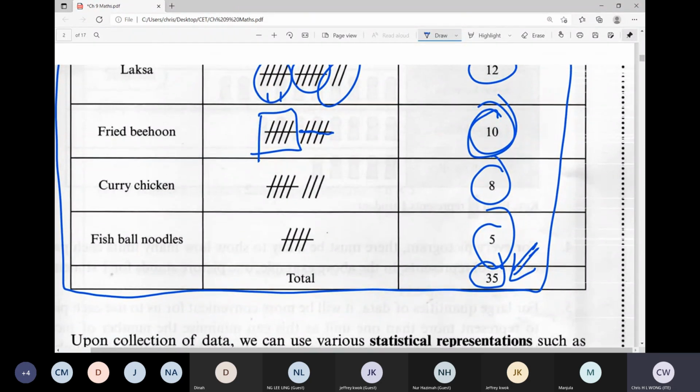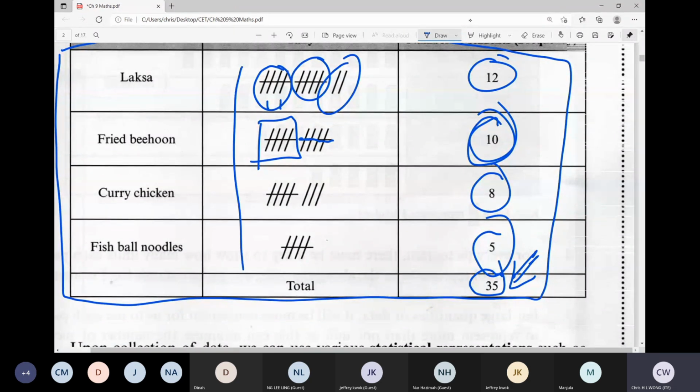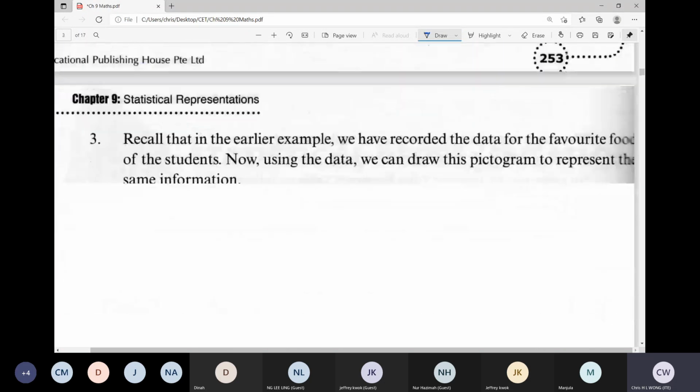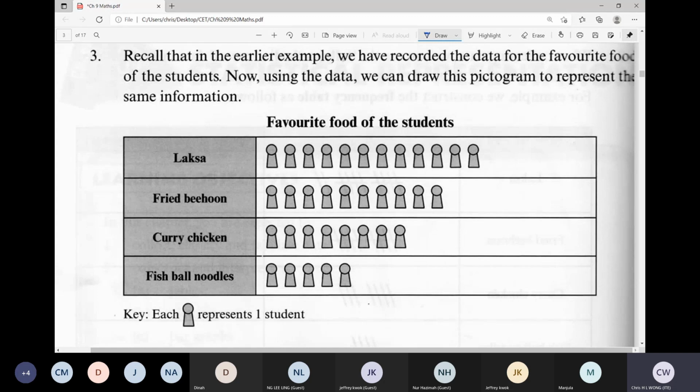Instead of giving it to you like that, using a tally method is sometimes very difficult to see. Or maybe you look at a number, also very difficult to see. But if you use this, now you know how many people like laksa, how many like bee hoon, curry chicken, and so on, because you look at the number of symbols. The symbols are in line, so they are the same size. The fewest people like fishball, because it has the least number of symbols. This is the key, like a keyhole.